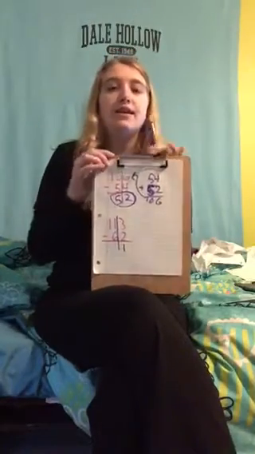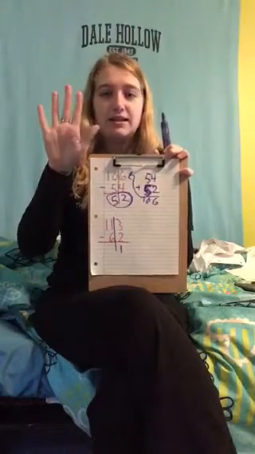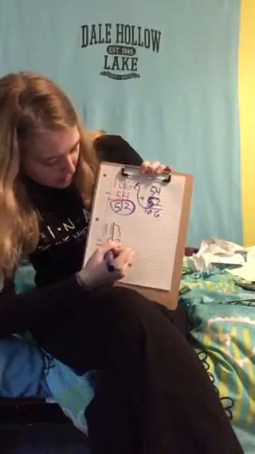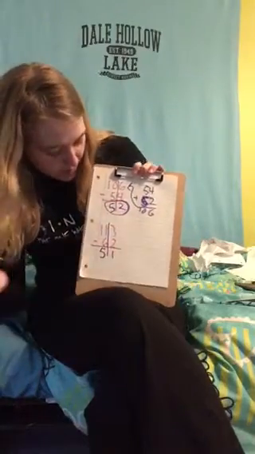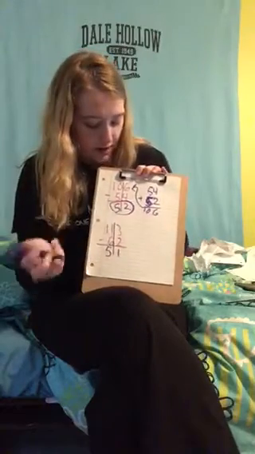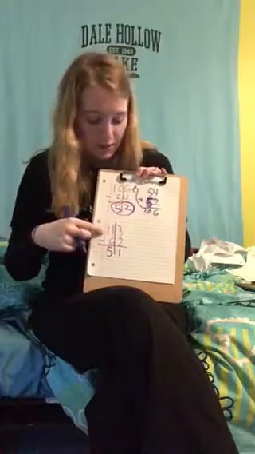So I have 11, 10, 9, 8, 7, 6, 5. So I have a 5 over here. So my answer is 51, but I'm going to check it. So I'm going to come over here and write my answer plus my bottom number and see if it equals my top number. So I'm going to write that over here.